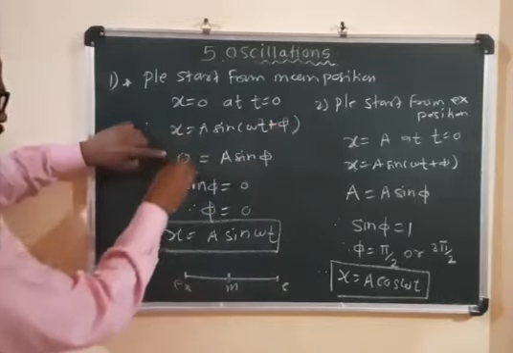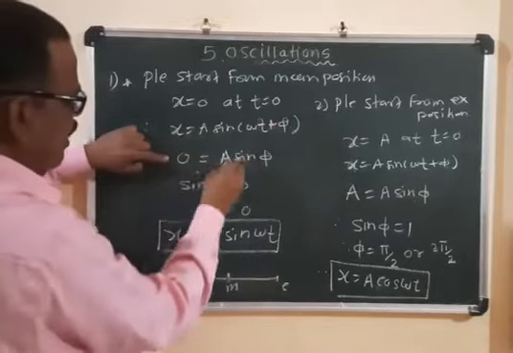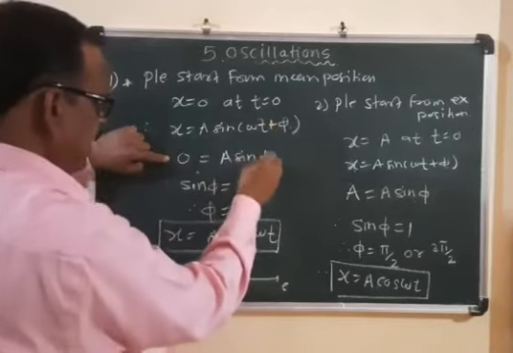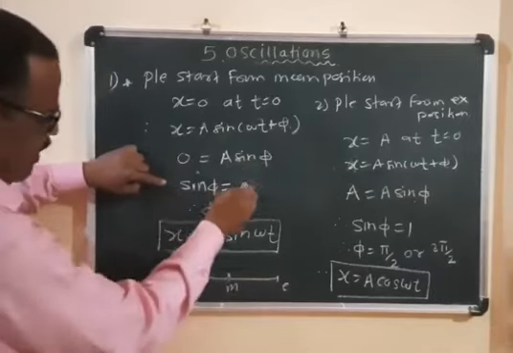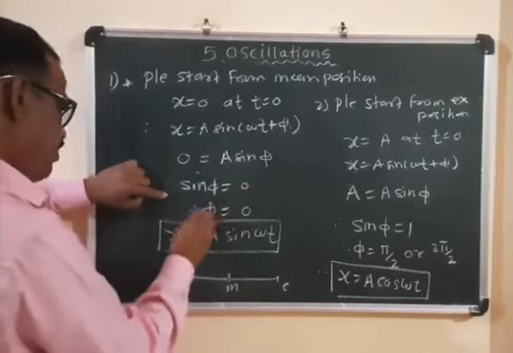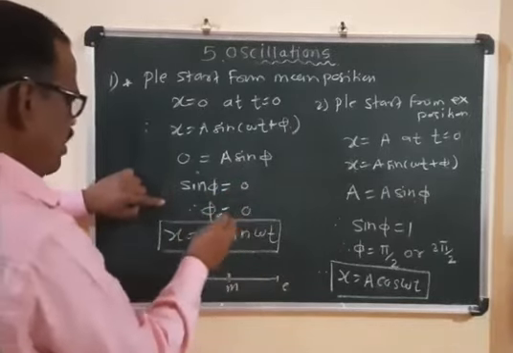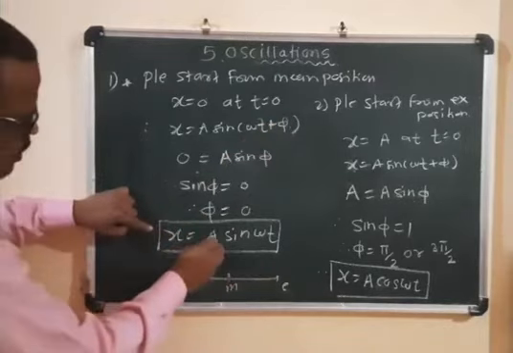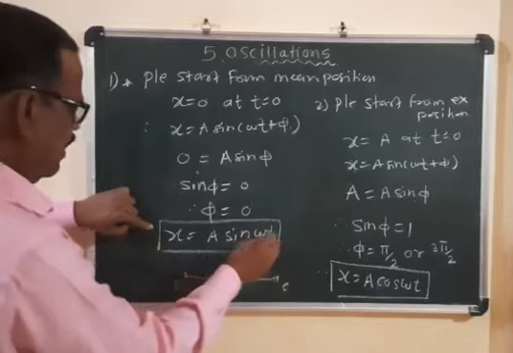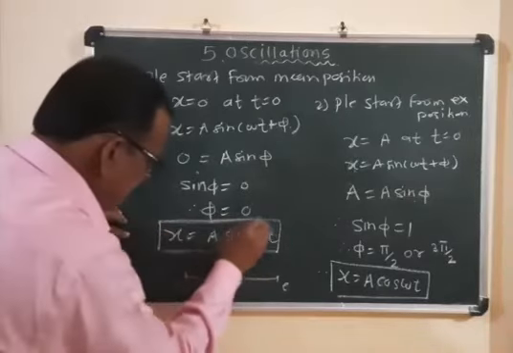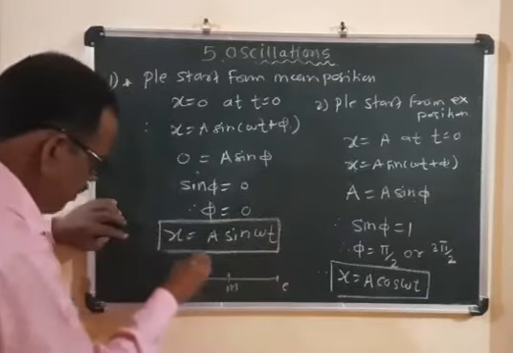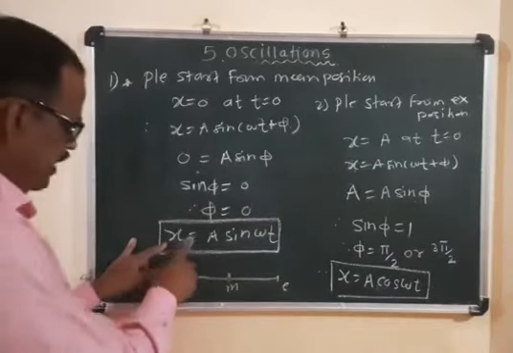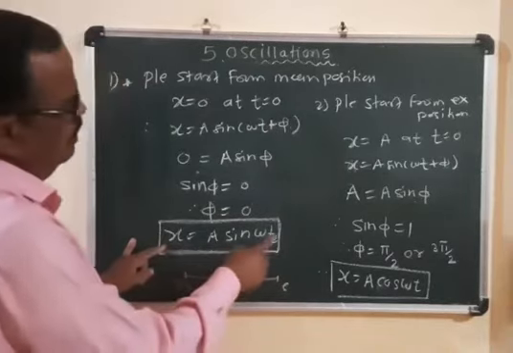Displacement formula x is equal to a into sin of omega t plus phi. Therefore x is equal to 0 is equal to a into sin of phi, since t is equal to 0. Therefore only sin phi remains. Therefore sin phi is equal to 0, so phi is equal to 0. Putting this value here, how do we write it? x is equal to a into sin of omega t. Thus when particle starts from mean position, the displacement is x is equal to a into sin of omega t.